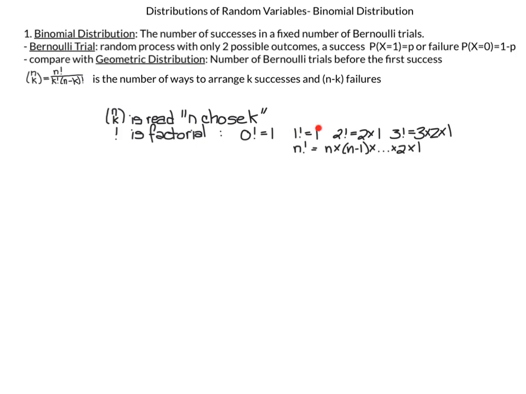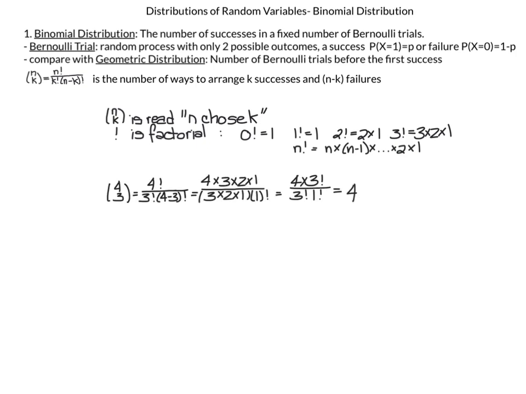1 factorial is equal to 1. 2 factorial will be 2 times 1. 3 factorial is going to be 3 times 2 times 1. If you had 4 factorial, that would be 4 times 3 times 2 times 1. And if you have 5 factorial, that would be 5 times 4 times 3 times 2 times 1. So I think you get the pattern. And the idea is n factorial then is n times n minus 1 times n minus 2, all the way down till you get times 2 times 1.